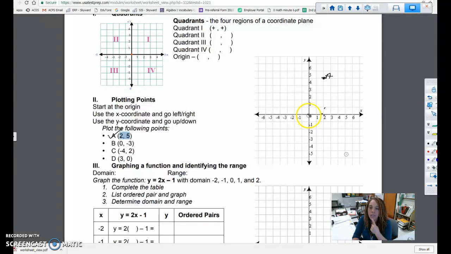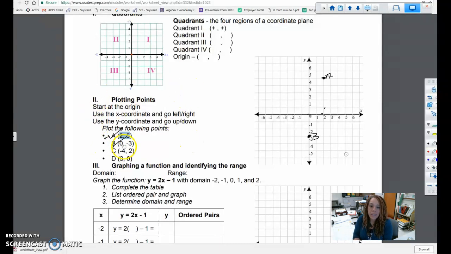So how do I show -3? I'm going to go down 3. So from 0, I'm going to go down 1, down 2, and down 3. I'm going to put my dot there, and I'm going to call that point B. That's my label because that's the one right there. Check. Done. Okay, two more.